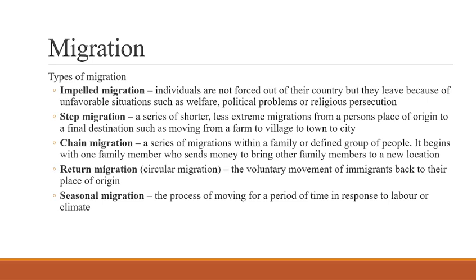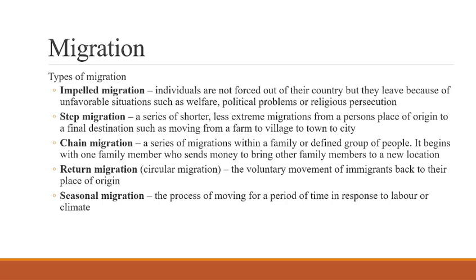In addition to that, there is step migration. This is a series of shorter, less extreme migrations from a person's place of origin to a final destination, such as moving from a farm to a village to town and then to a city. We also have chain migration, and this refers to a series of migrations within a family or defined group of people. It begins with just one family member. Then this family member sends money to bring other family members to a new location.